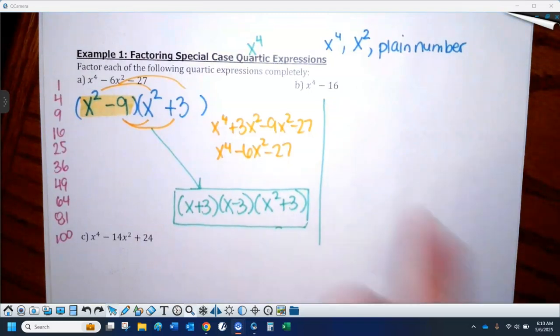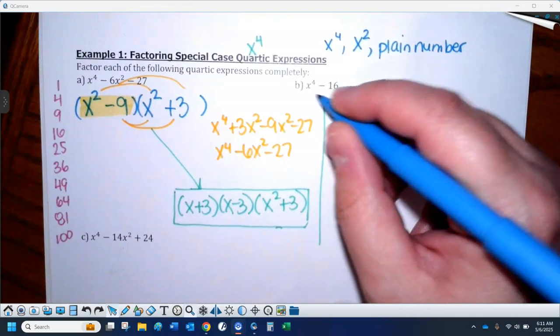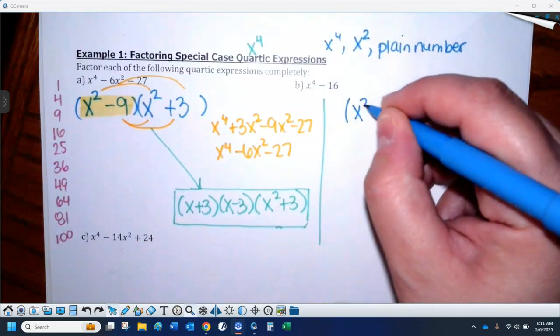Similar to the one above, but now this says x to the fourth instead of x squared. So it factors like a difference of squares. It's just going to be, instead of x, we're going to use x squared.